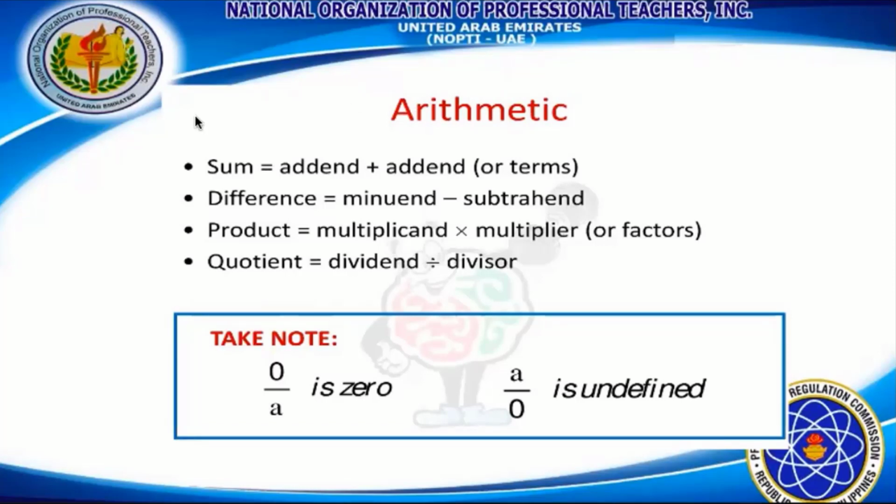Okay? But take note, 0 over a number is equal to 0. But a number divided by a 0 is undefined. Okay? So, tutulungan tayo ngayon dito ng mga math majors. Especially kung may mga calculations. Especially in algebra, for example. Okay? So, that is arithmetic.